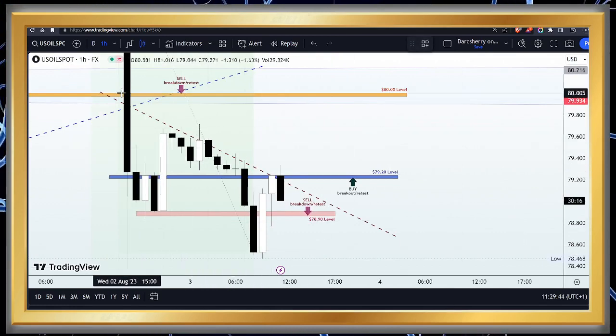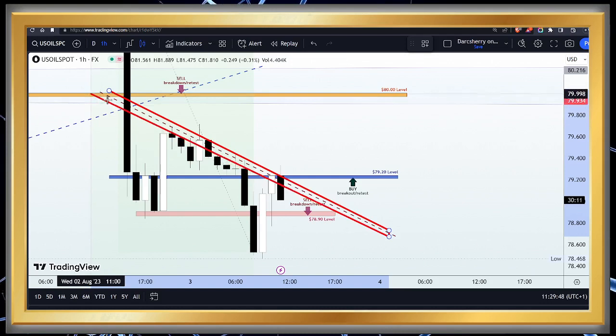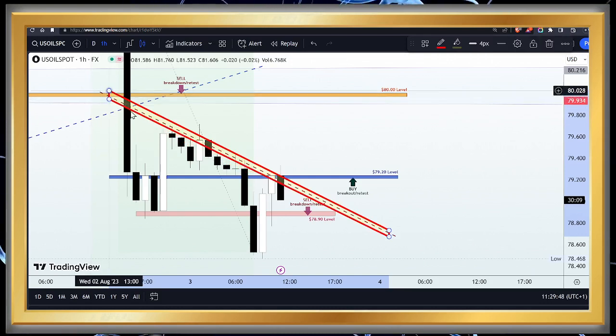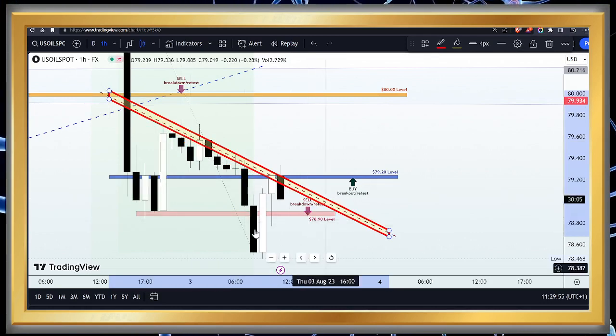As you can see, price still remains below the descending trend line. So like I said, you want to be joining now or probably wait for a breakdown of the $78.90 level to join a bearish move to the downside.